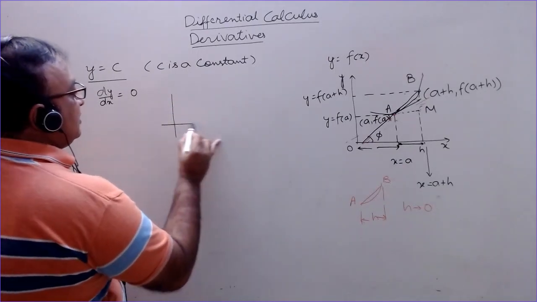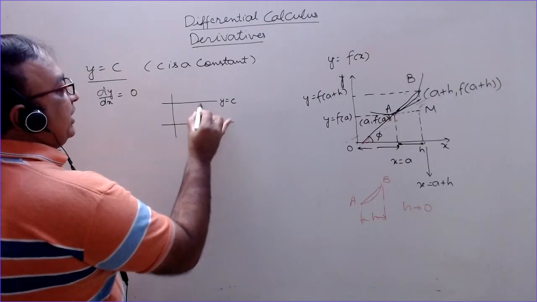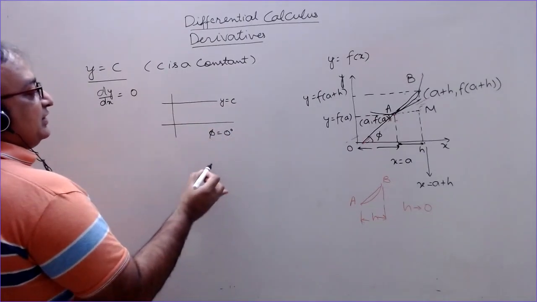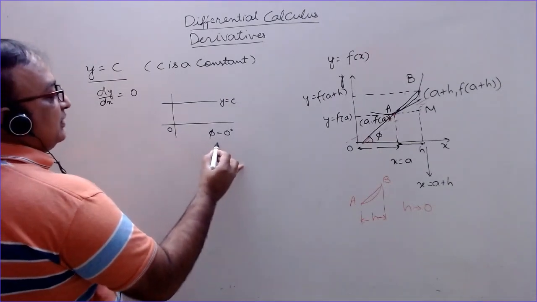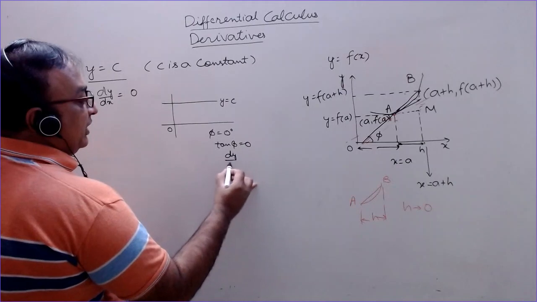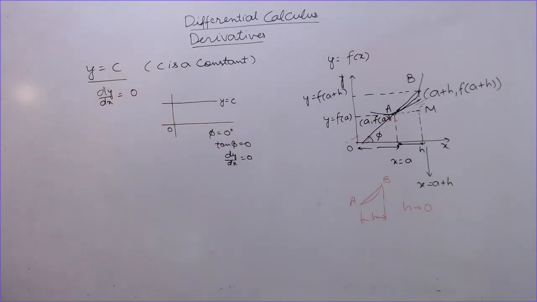if you plot a constant function y equal to c, it is making an angle of 0 degree with the positive direction of x-axis. It is parallel to the x-axis. So tan phi is 0. That means dy by dx is 0. That means the slope of this function is 0 with positive x-axis.